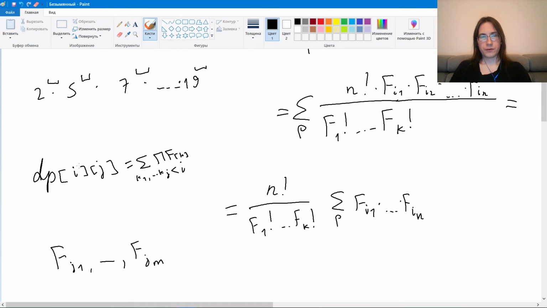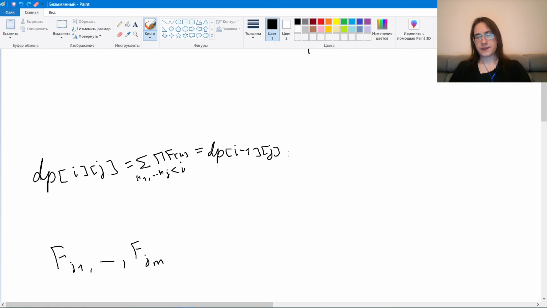To find the dp of i j, we'll just break those sets into two categories. Those that contain the element i-1 and those that do not contain the element i-1. Those that do not contain the element i-1, their sum is already pre-calculated in the value dp i-1 j, because this is the analogous sum, but if we only consider the first i-1 elements of the array. And the second category is all those subsets that have an element i-1 among the k.